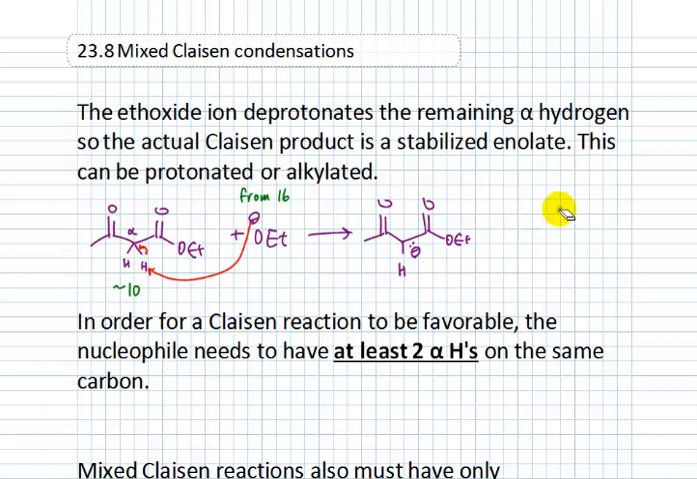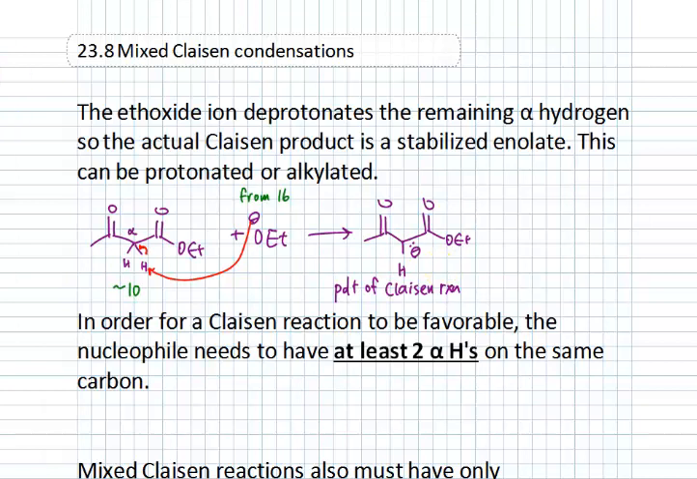Oops, let's write it over here. Product of Claisen. And this last step is actually favorable energetically, right? Even though we don't normally think of making an anionic product as being favorable, ethoxide is a more powerful base than this resonance stabilized enolate.